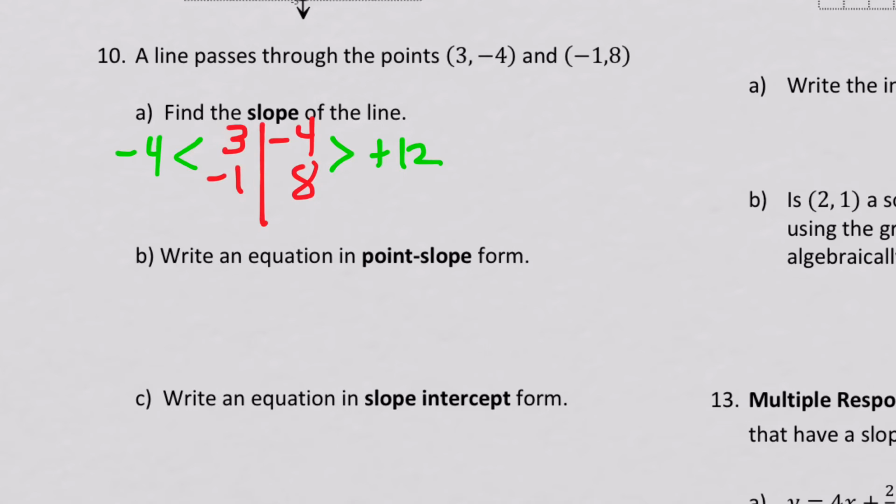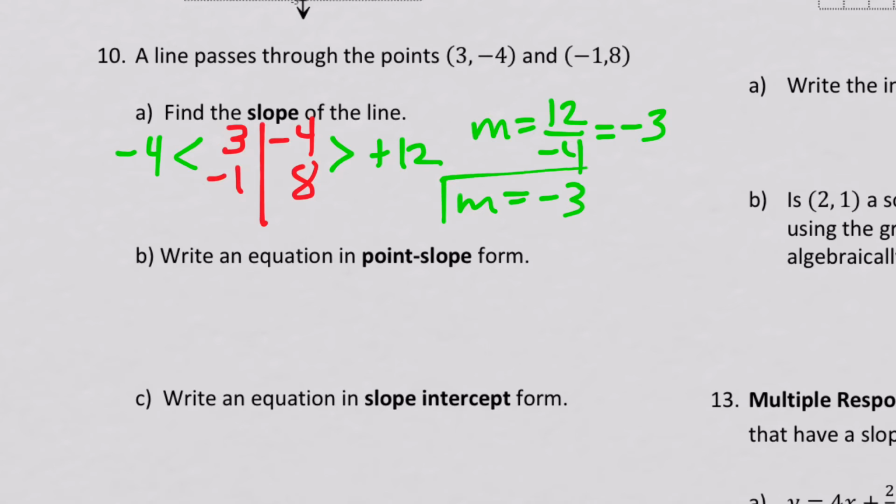Once I find the change of y and the change of x, I can find slope to be that. So the change of y, which we found to be 12, over the change of x, which is negative 4. And if I simplify that, I get negative 3. So my slope here is negative 3. Now using this in part A, I'm going to then, part B, write an equation in point slope form.